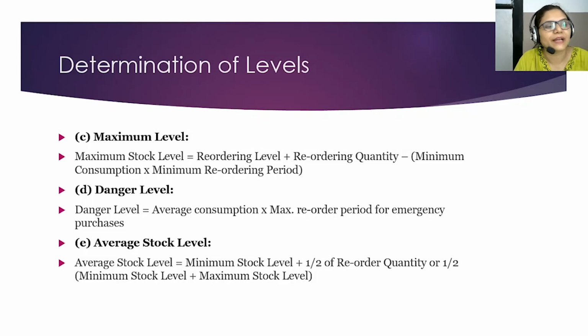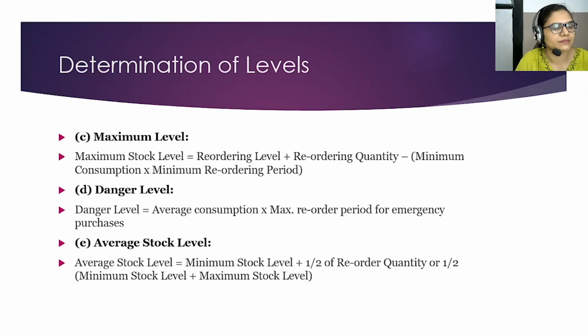Now, how is this maximum level fixed? There are certain factors which need to be considered while fixing the maximum level. First is the amount of capital available for maintaining stores. There can be a maximum requirement of the stores for production purposes at any point of time, the rate of consumption of the material during the lead time, and the cost of maintaining stores. The formula for calculating maximum level is equal to reordering level plus reordering quantity minus minimum consumption into minimum reorder period.